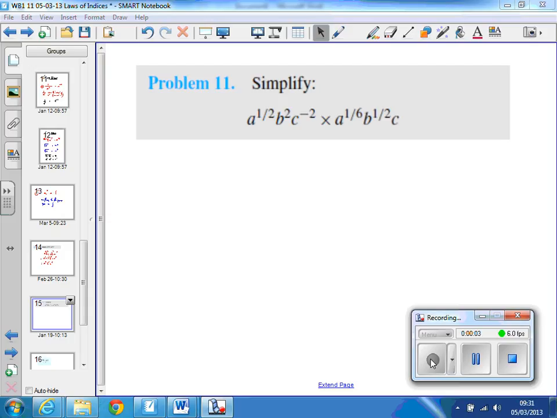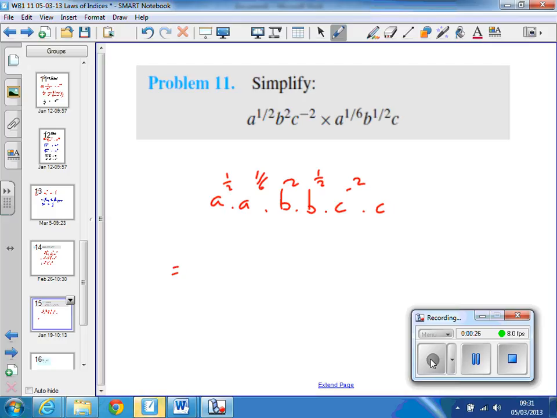Simplify this, so you might decide to put them together here. So I've got a to the half and a to the 6th. I've got b squared and b to the half. And I've got c to the minus 2 and c. So I've got some fractions to worry about here.